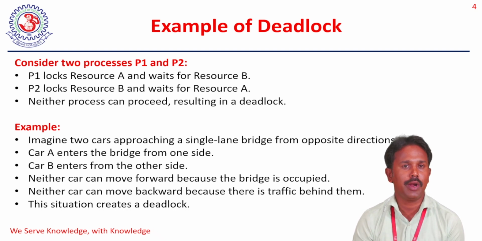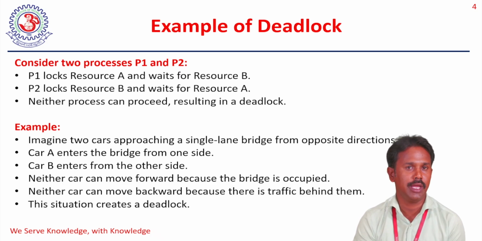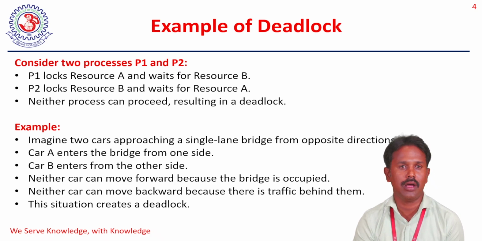Why? Process P1 is waiting for resource B and process P2 is waiting for resource A. But P1 is locking resource A and P2 is locking resource B. Both processes P1 and P2 will be in waiting state only. So this situation we can call a deadlock.